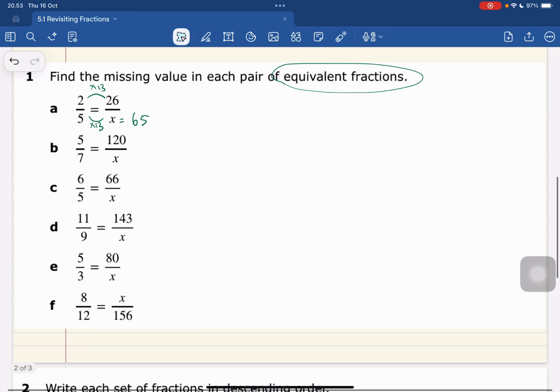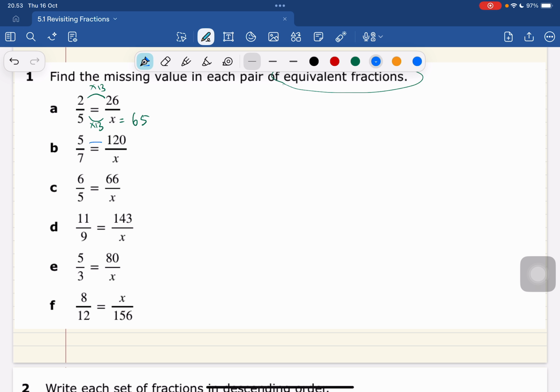Okay, also the same thing. 5 to 120. So you can think 120 divided by 5 is 24. So 5 times 24 will make it 120. So next is 7 times 24. So x will be equal to 168.